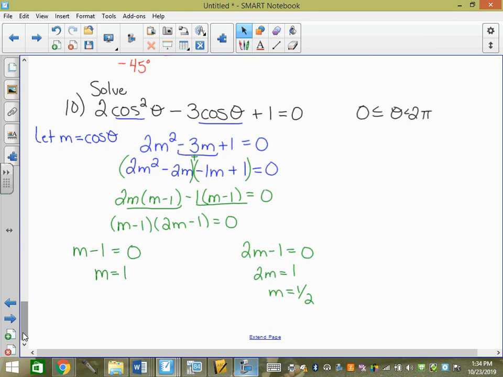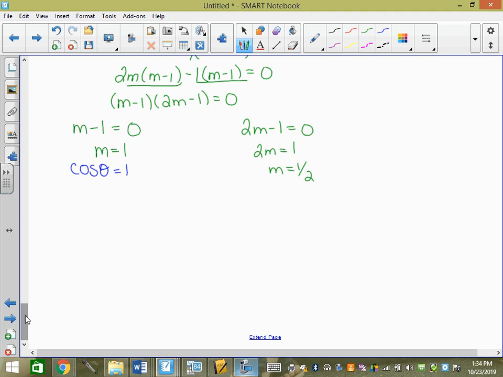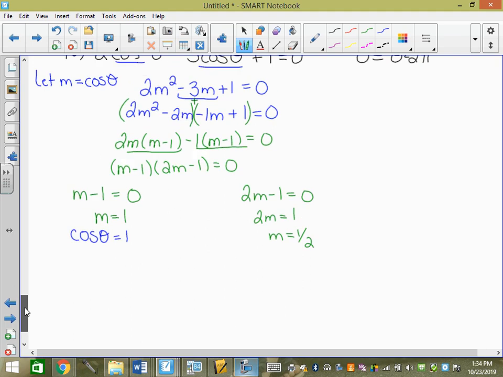Okay, but we weren't actually given an m. We were given cos theta. So we have to go cos theta equals 1. Find the solutions to that. And cos theta equals a half. So it's like doing 2 single trig ratios, like we were doing them before. We just now have 2 in one question.